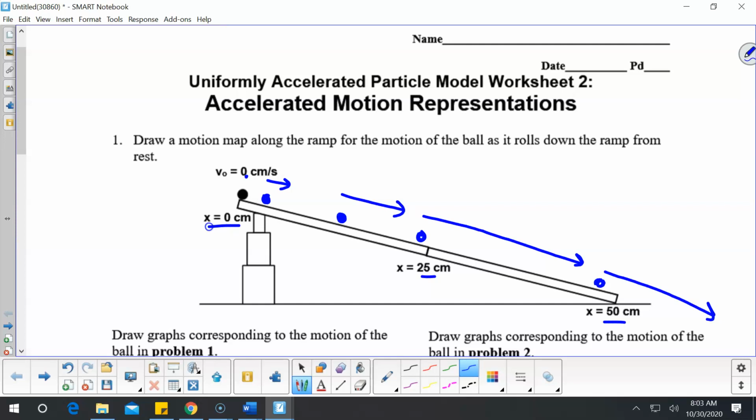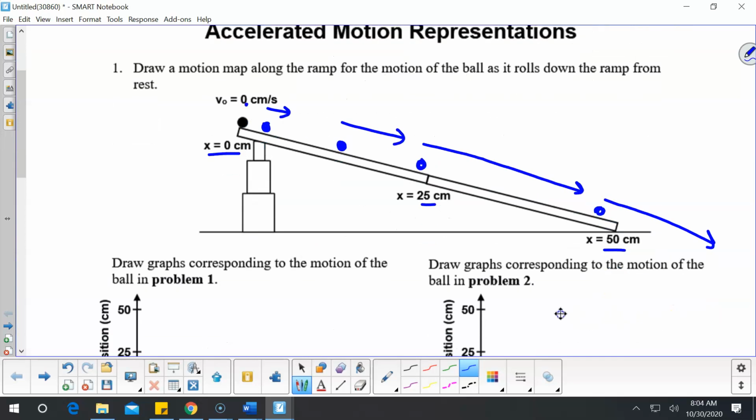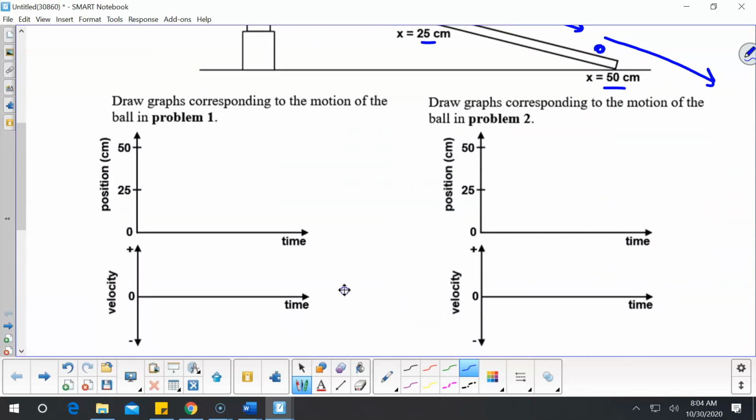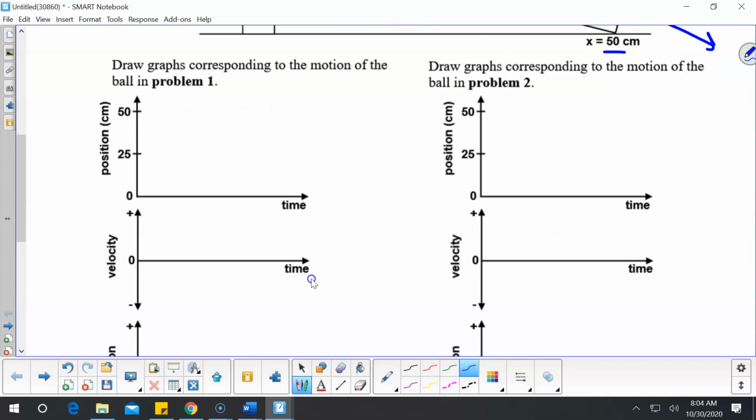So we want to sketch the graphs for this. We're saying that where the ball starts is at 0 position and it's moving to the 50 centimeter mark. Now my worksheet is set up a little different from yours because you have, I think, just one set of graphs on the next page. Mine was condensed, so I have really 2 sets of graphs on this page for problem 1 and 2. So we need to pay attention to, it looks like it starts here, and we know it's accelerating, so we should have a curved line, and it makes it to the 50 centimeter mark.